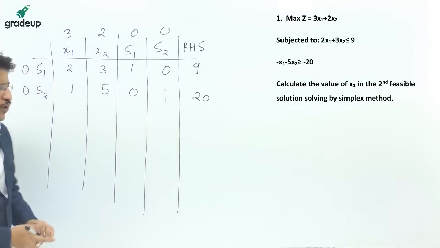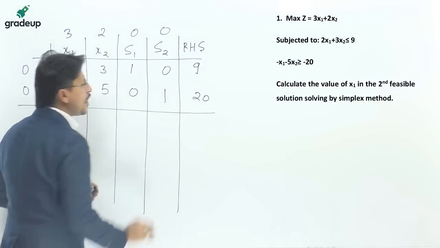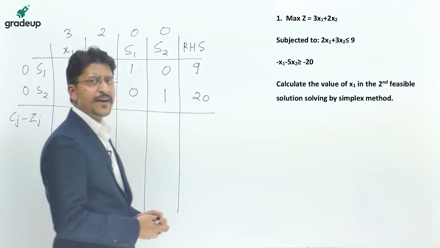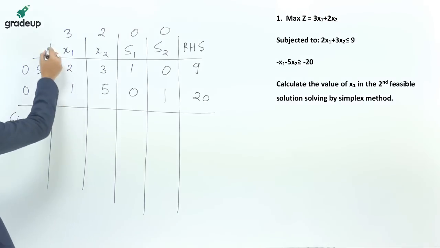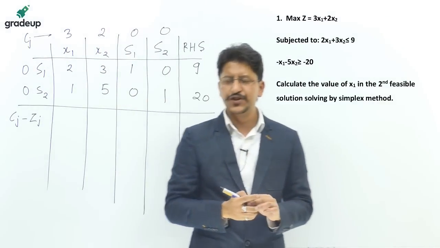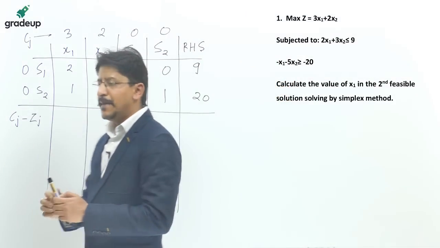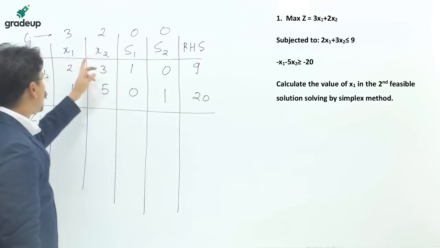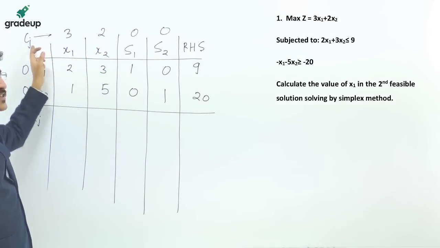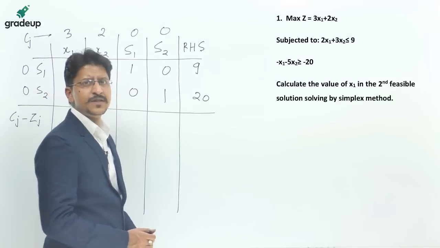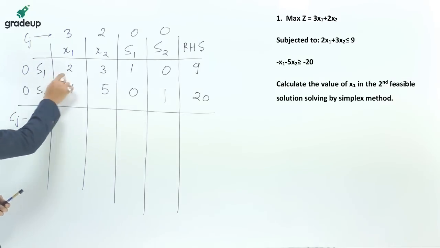Now you have to find out one thing that is known as Cj minus Zj. What is that, and how will you find it? See, these terms are the Cj terms. Cj are the coefficients of the variables in the objective function, maximize z equal to 3x1 plus 2x2. The coefficients of the variables in the objective function are the Cj values. Now how will you find the Zj value? You find the Zj value just by multiplying these terms.